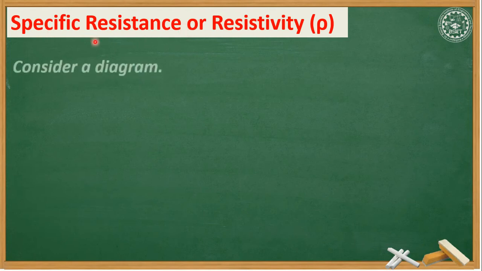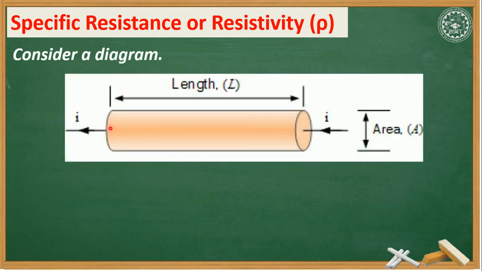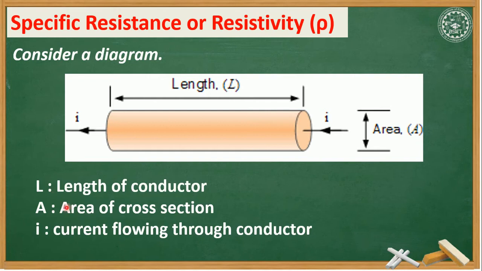Okay. Now consider this diagram. This is a diagram of some conductor. The length of that conductor is capital L. I is the value of the current which is flowing through that conductor, and this capital A is the area of cross section of this conductor, which evaluates as pi r square, where r is the radius of this conductor. So A is the cross sectional area, L is the length of the conductor, and I is the current flowing through the conductor.